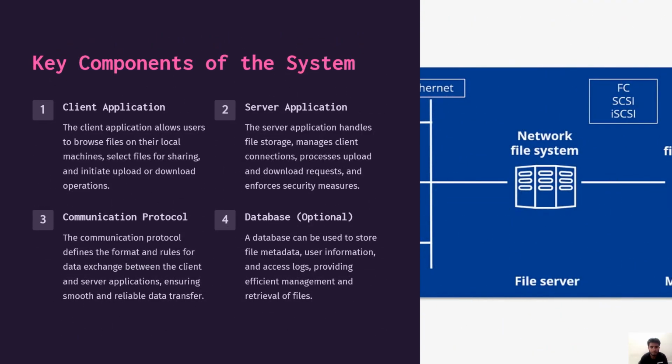Key components of the system. Java has four key components which are client application, server application, communication protocol, and database. Database is optional. Client application. The client application allows users to browse files on their local machines, select files for sharing, and initiate upload or download operations. Server application. The server application handles file storage, manages client connections, processes upload and download requests, and enforces security measures.